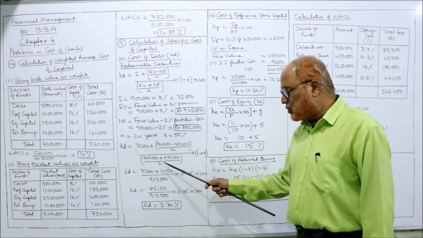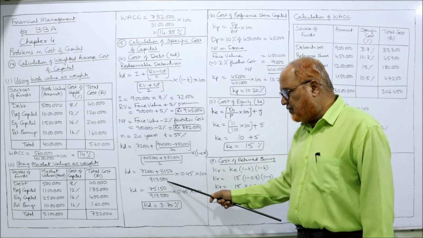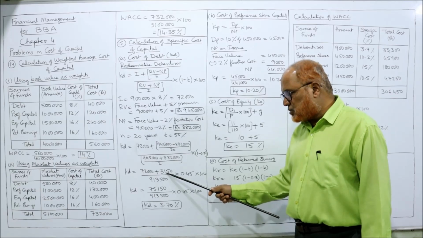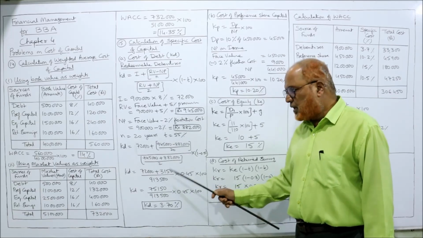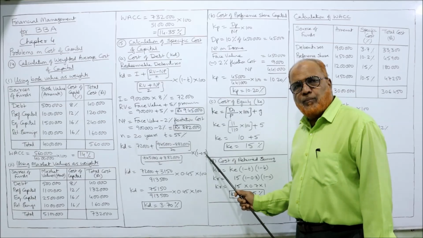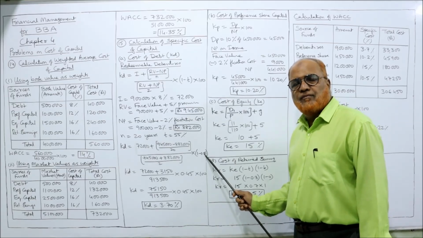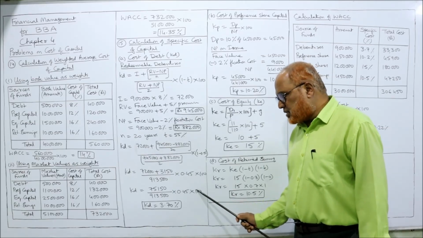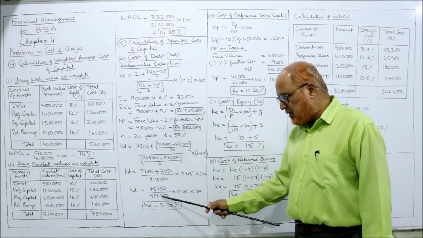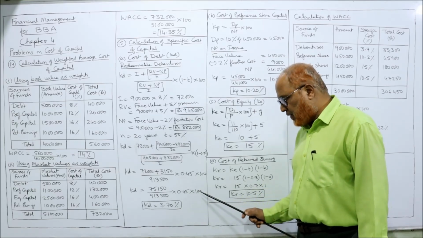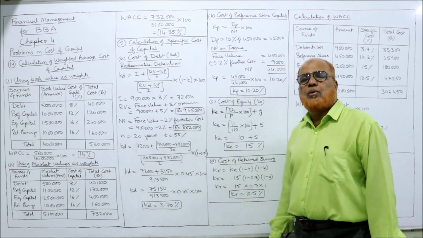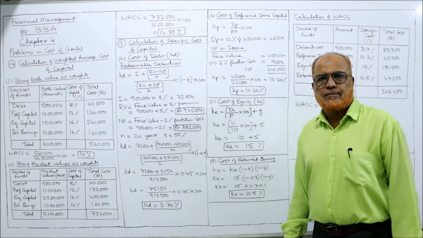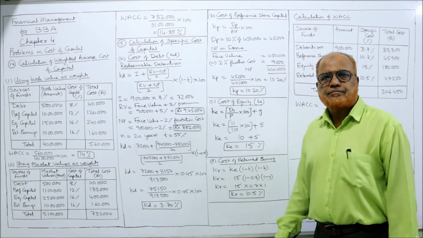Similarly, denominator: 945,000 plus 882,000 divided by 2. You will get 913,500. So 72,000 plus 3,150, 75,150. 1 minus 0.55, 0.55 is the tax rate, 55%. So 0.45 into 100. So 75,150 by 913,500 into 0.45 into 100. You will get 3.70. That is the cost of debt, KD, after tax.